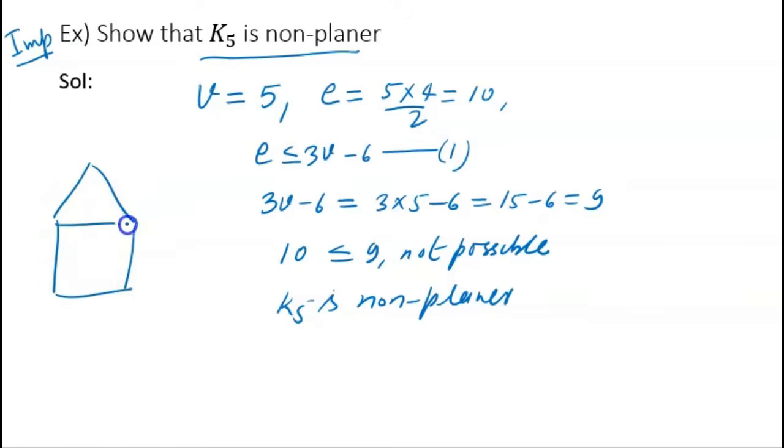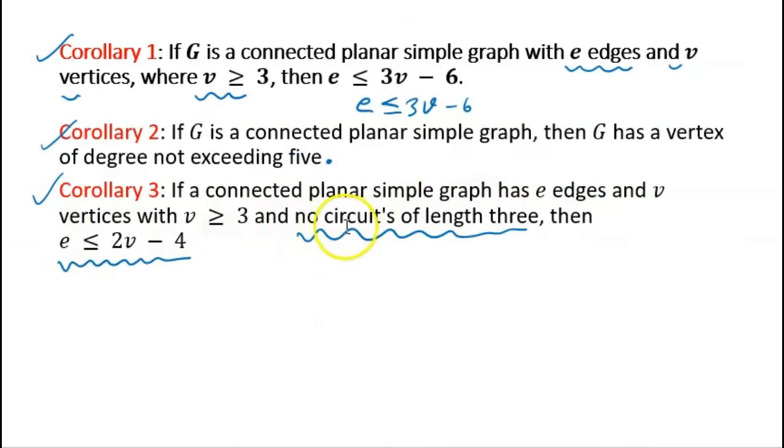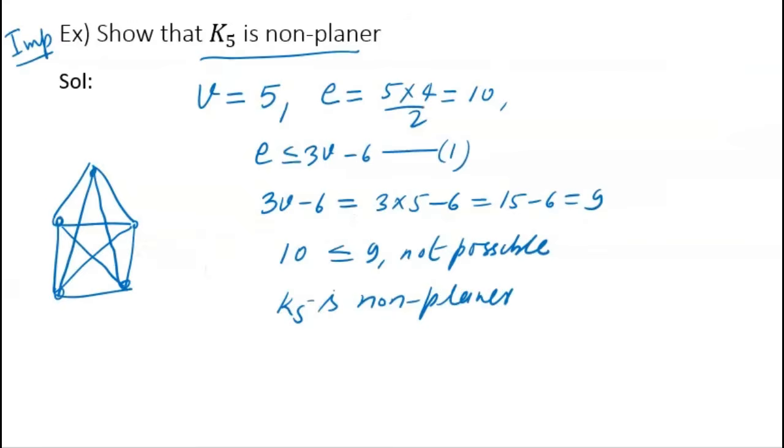Because we know that in K5, this is how it looks. Let me quickly draw it so that you don't miss anything. You can clearly see that K5 has a cycle of length 3, because the next result says that if there is no circuit of length 3, then we should apply this result. But here we can clearly see that we have a circuit of length 3. Can you see this? Length 1, 2, 3. I repeat it. Let me draw it with another color. That is why we have applied this: in this graph we do have a circuit of length 3. So that is why we have applied that.